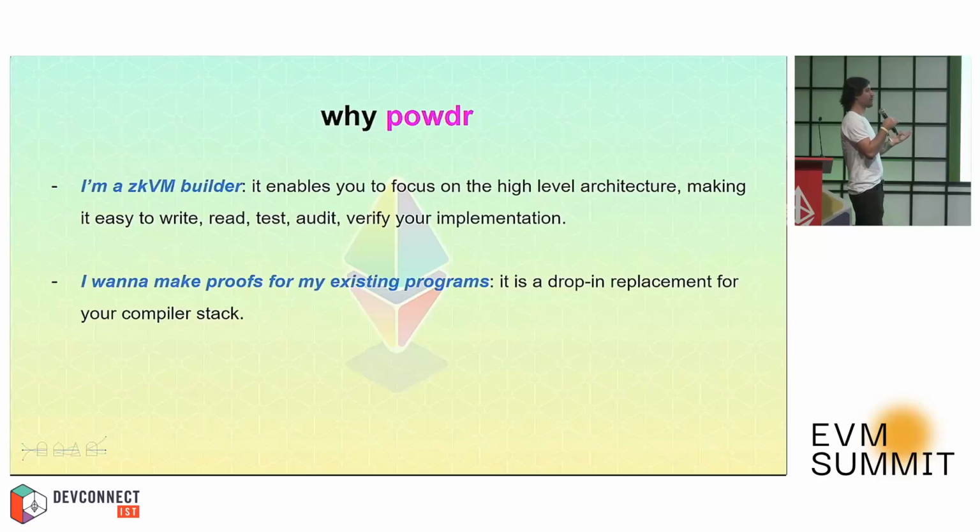If you just want to make proofs for existing programs, for example, if you have a Rust library that you've written already, it's been audited and so on, you just want to make proofs for your programs that use a library, you can just do it because you can simply use it as a replacement for a compiler. So instead of using Cargo or LLVM or GCC or whatever, you just use Powder, where the front end is the same, but the back end, the artifact changes from an x86 or RISC-V binary to a zk proof.